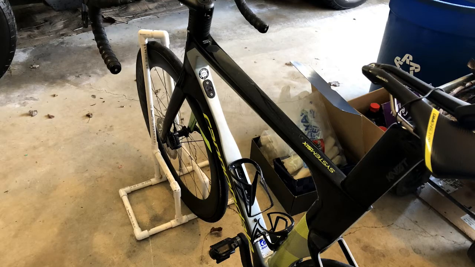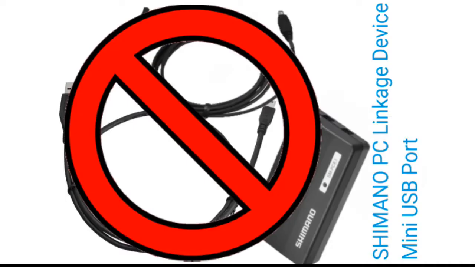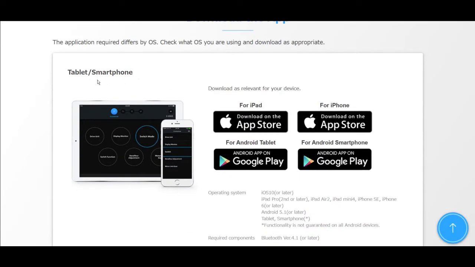Stay tuned. Materials for today's project include four things: a Di2 equipped bicycle. You also want the battery charger that came with your Di2, the SM-BCR2. You're not going to need the PC linkage device, which costs about 2 times the price of a regular battery charger. You're also going to need the E2 project, which you can download from the Shimano website. I'll have a link posted below.